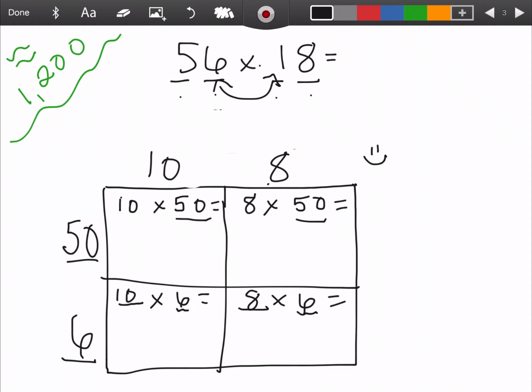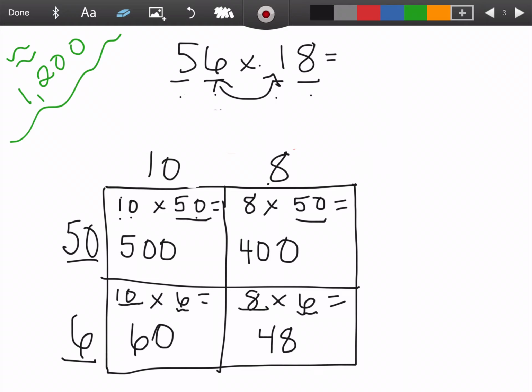And now I'm going to solve for the 4 different products. So I know 10 and 50, or I could multiply 1 times 5, which is 5, and then add the 2 zeros to the end. I know 8 times 5 is 40, and then I could add the 0 to the end for 400. And 1 times 6 is 6, and I could add the 0 because 10 times 6 is 60. And then 8 times 6 is 48. And now my job is to just add those products.